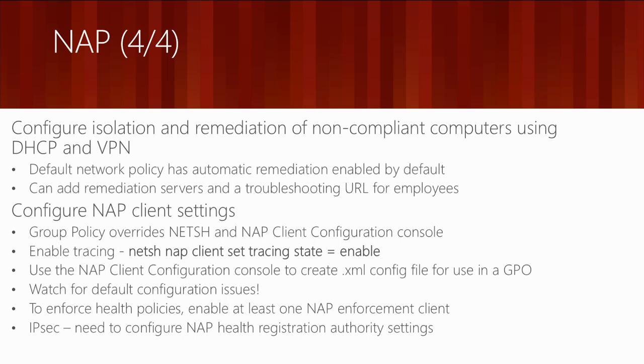So isolation remediation, we talked about the remediation network. The default network policy has remediation enabled by default. I talked about the troubleshooting URL. That's kind of handy because users generally won't know what the heck is happening. They just can't get to anything, but they have some kind of network, right? And then be aware of NetSH. That one seems to configure everything on the network, right? NAP, NPS, and IP, everything. I list a few commands like the tracing for troubleshooting.